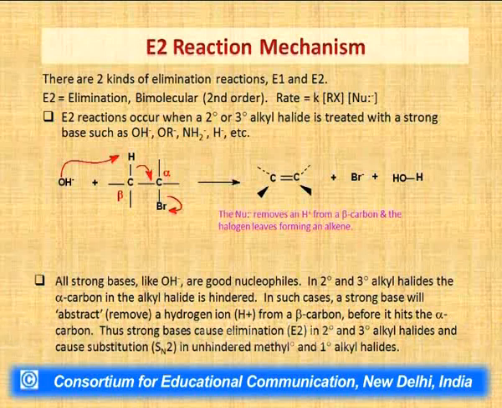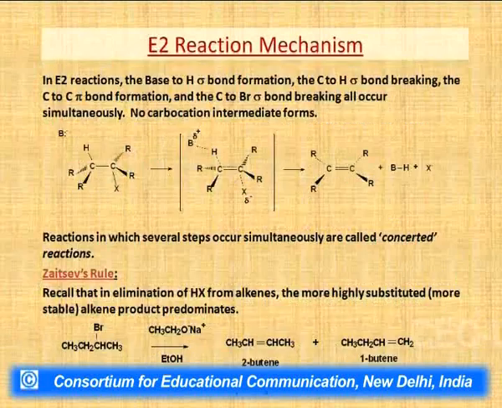In 2 degree and 3 degree alkyl halides, the alpha carbon in the alkyl halide will be hindered. In such cases, a strong base will abstract, or we can say remove, a hydrogen ion from the beta carbon. You can see from the reaction that hydroxide ion abstracts the beta hydrogen before it hits the alpha carbon. Thus, strong bases cause elimination in 2 degree and 3 degree alkyl halides and cause substitution in unhindered methyl and 1 degree alkyl halides.